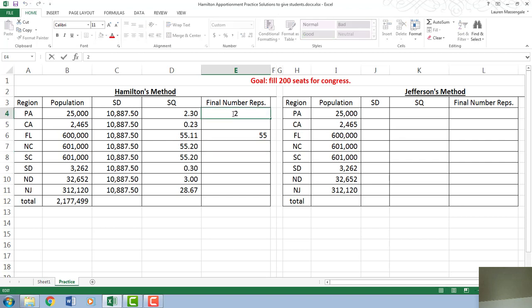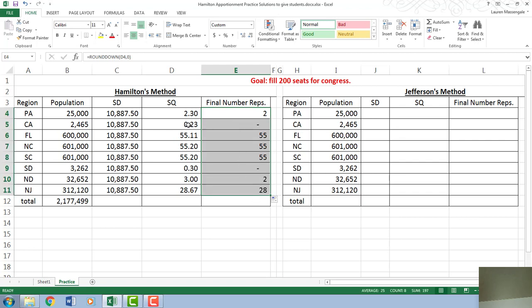So if I type in equals ROUNDDOWN, notice there's two D's there, ROUNDDOWN, left parenthesis. Well, what do I want to round down? That cell right there, comma, well, how many places past the decimal? 0. So ROUNDDOWN, reference the cell you want to round down, comma, 0 places past the decimal. It went ahead and truncated my 2.3. And I do want to bring that all the way down.